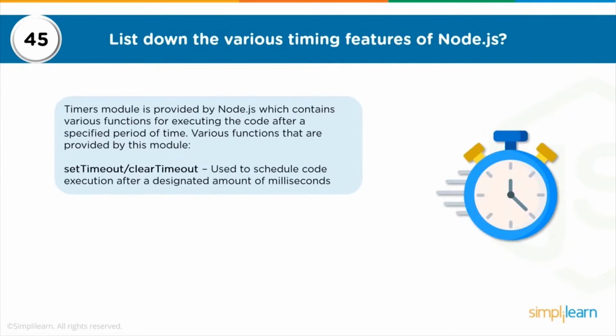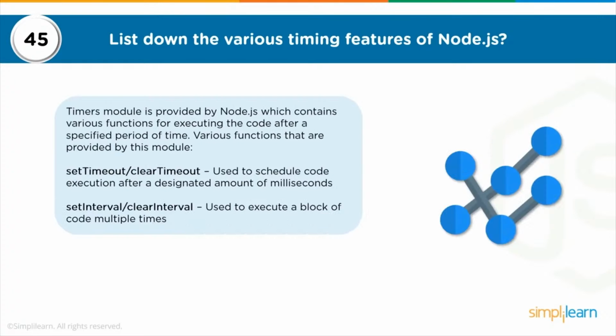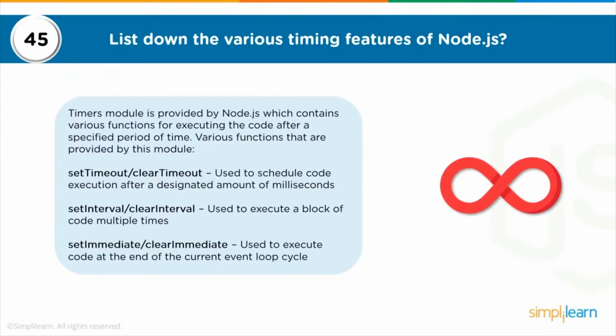So what are some of the various timing features in Node.js? The timing functions that you could use here are setTimeout and clearTimeout, used to schedule code execution inside of your application. You also have setInterval and clearInterval to execute a block of code multiple times in your application. setImmediate and clearImmediate execute code at the end of the current event loop cycle in your application.